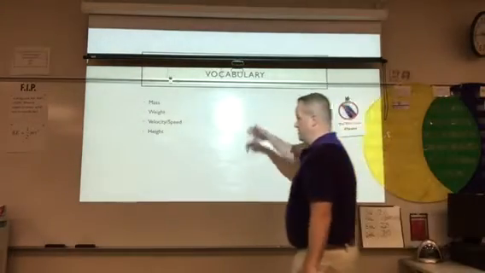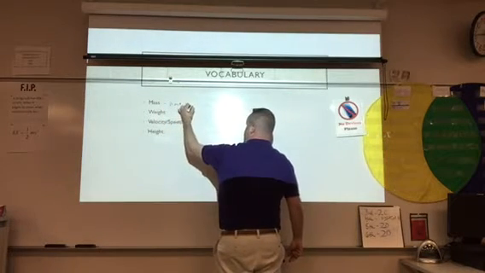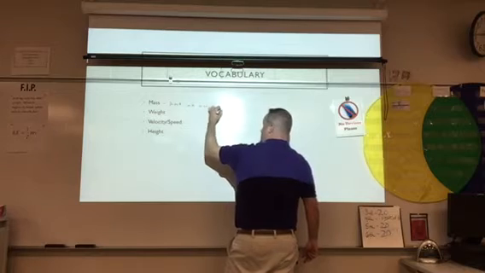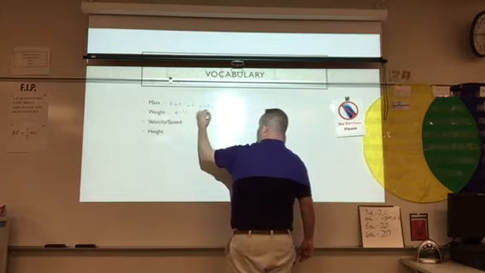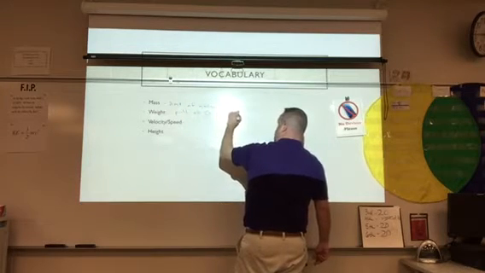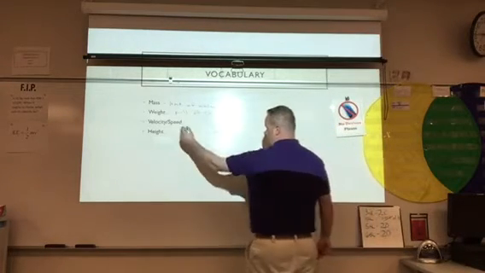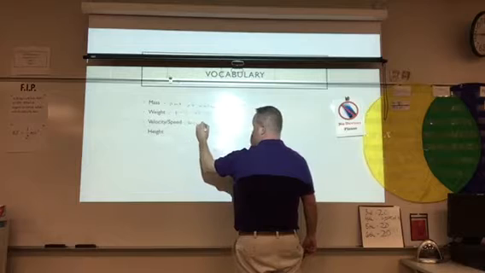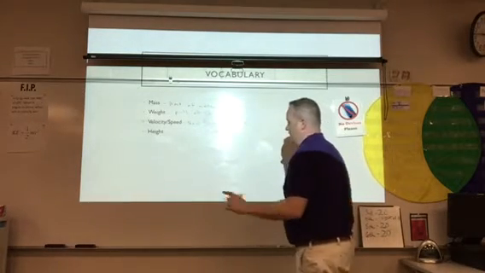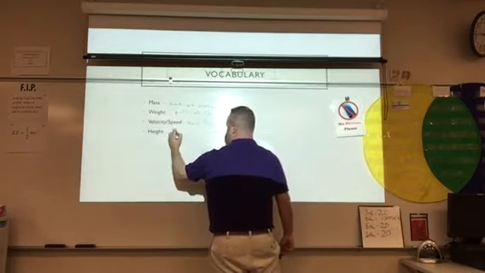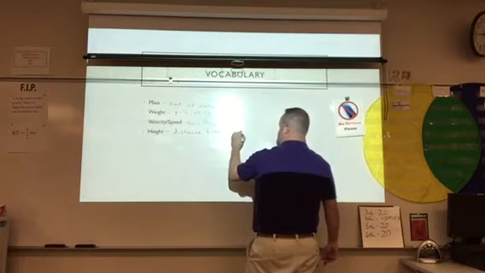So some vocabulary terms. Mass is going to be defined as the amount of matter in an object, whereas weight is the pull of gravity on mass. So these are very different terms that we have here. Velocity and speed is essentially how fast something is moving. Our SI unit for that is meters per second. Height is the distance from the surface.